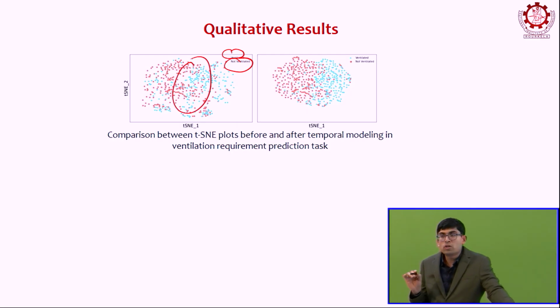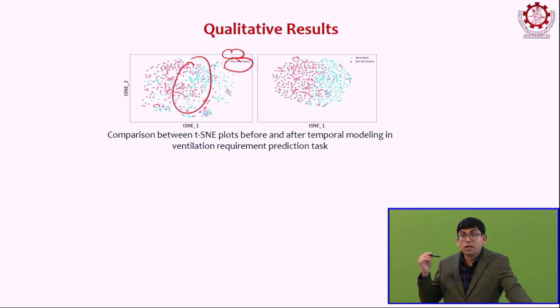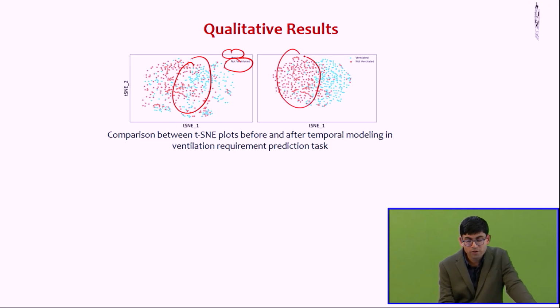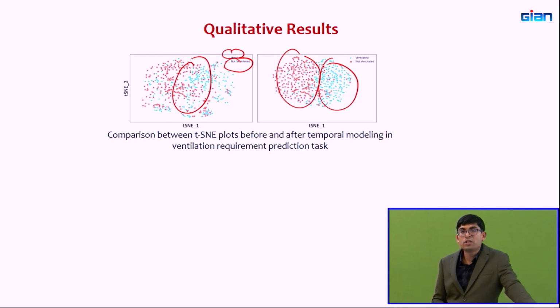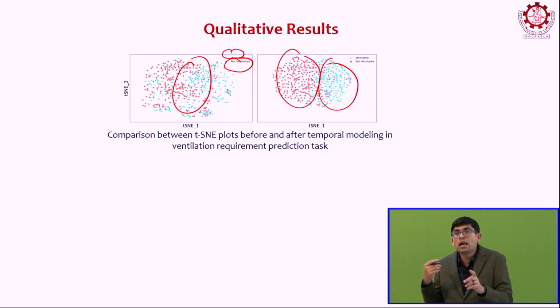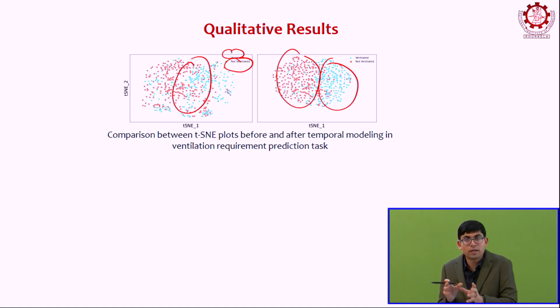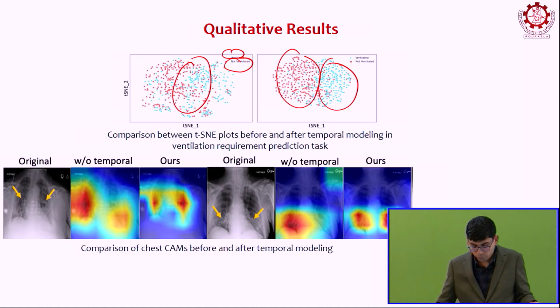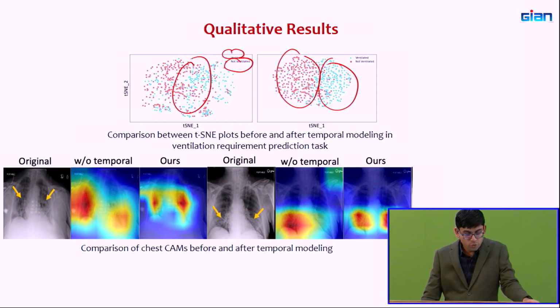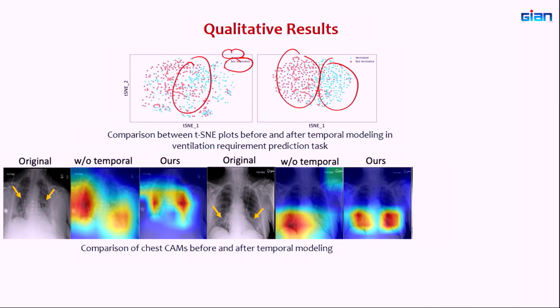But when we used our temporal learning framework, we found a much clearer separation between the ventilated patients and non-ventilated patients. So, what this tells you is that there is additional information being brought in by the temporal scans which can help modulate the snapshot representations. That was also true when we looked at the class activation maps. So, without temporal, you have a much more dispersed map. With your temporal information, you have a more localized attention.